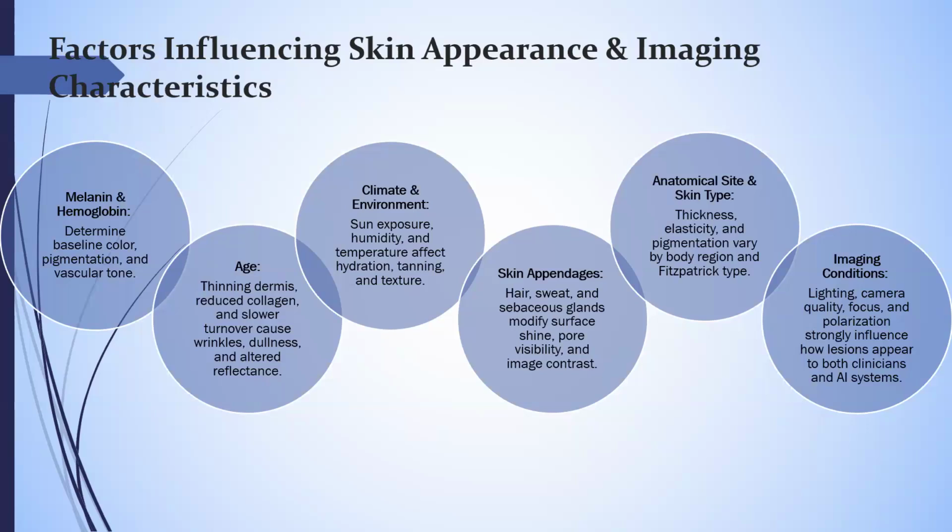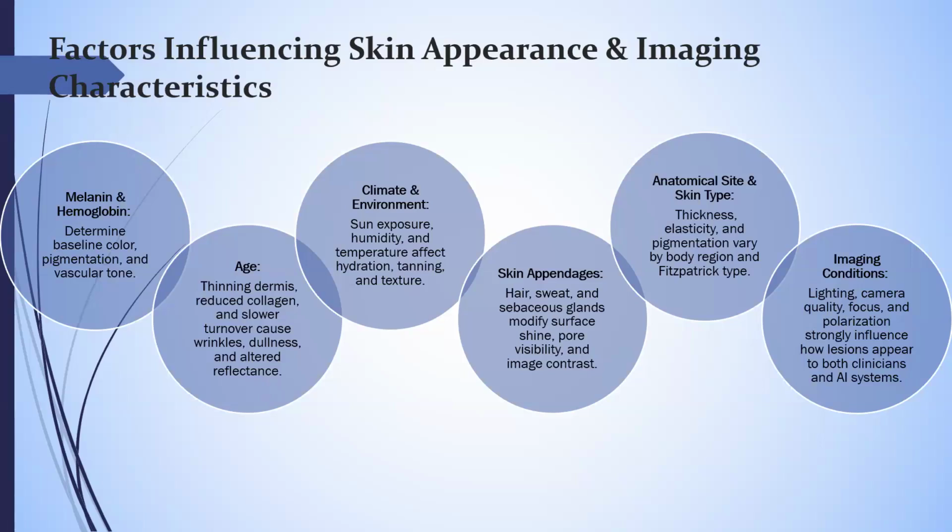And then the climate and environment. A person who's exposed to a lot of sun, like maybe a farmer by occupation or a person who is almost always outside, if you see, the skin is entirely different. And the humidity of the area, the temperature effect, everything will change the base appearance of the skin, and hence the appearance of the skin lesion.